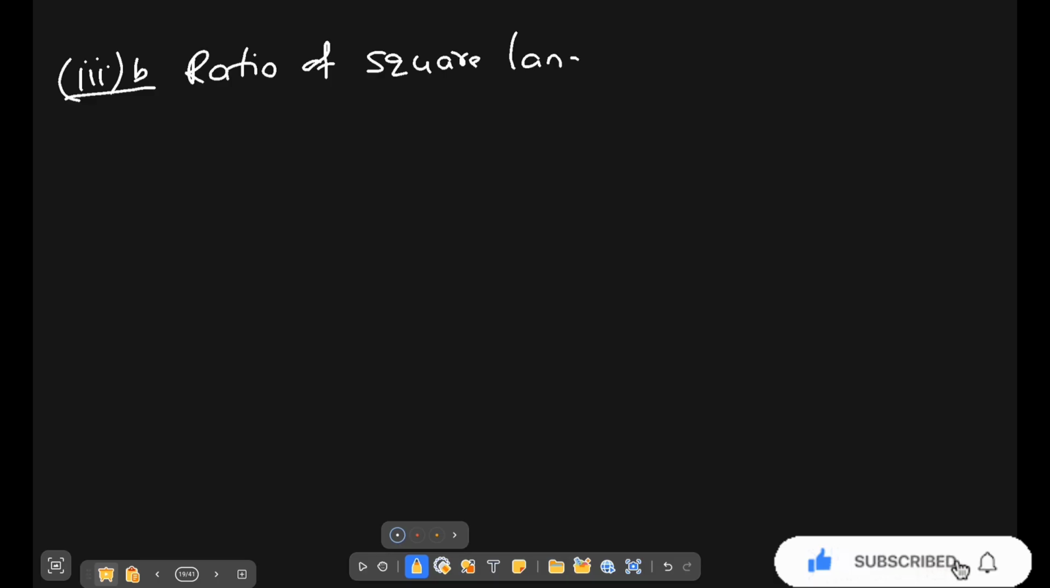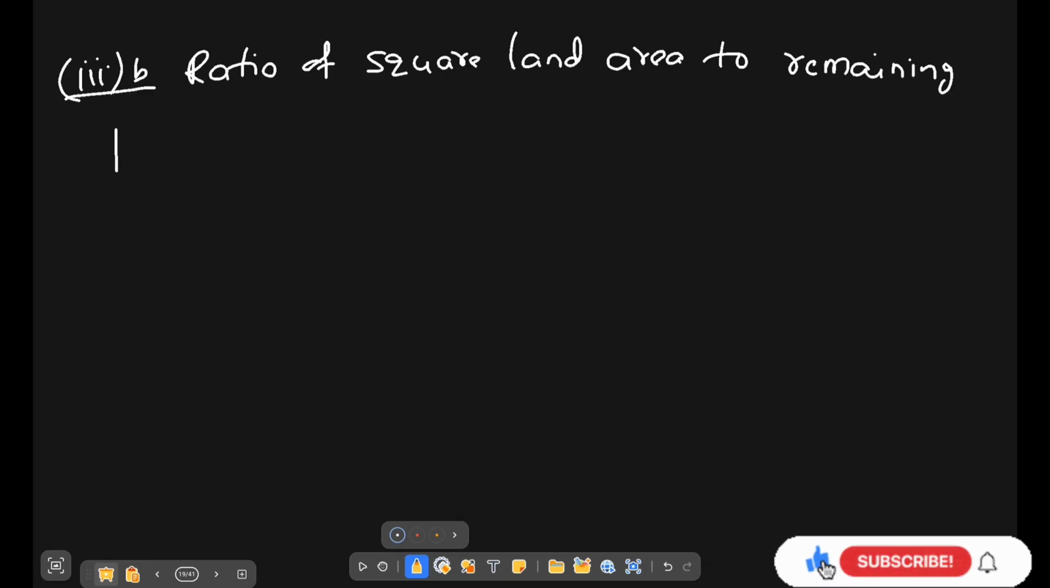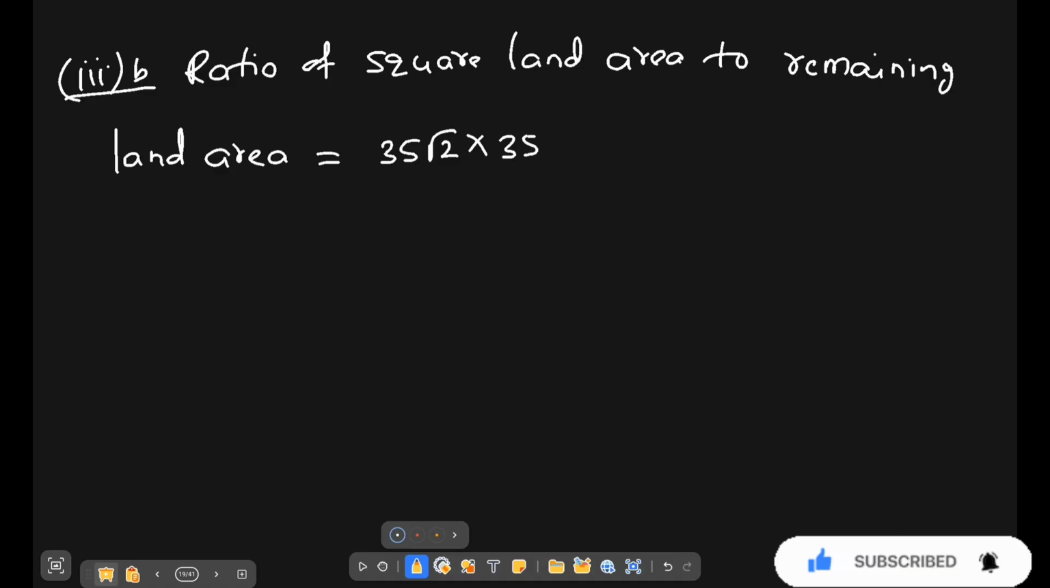What we have to find is the ratio of square land area to remaining land area. So the square land area is side into side. Each side is 35 root 2, right? So 35 root 2 into 35 root 2. It is a square land.